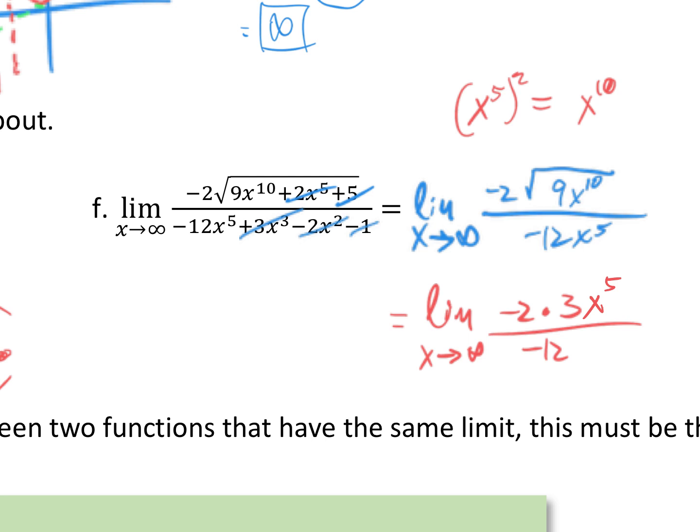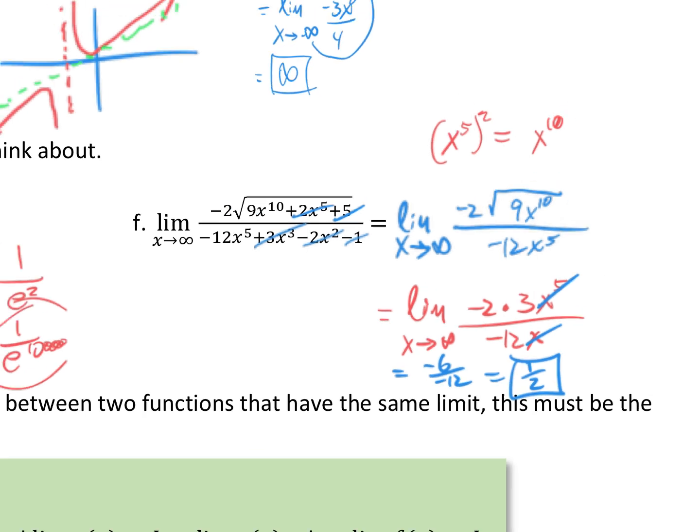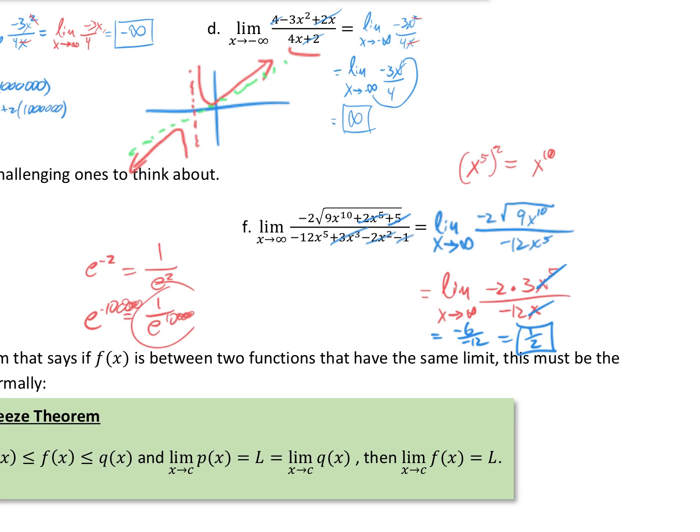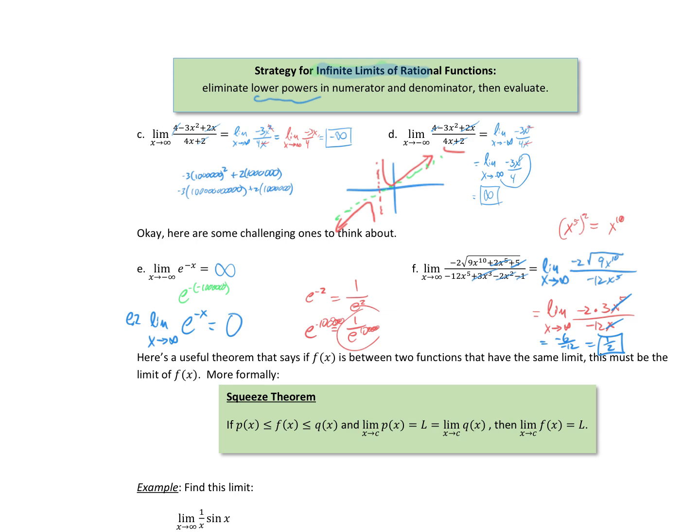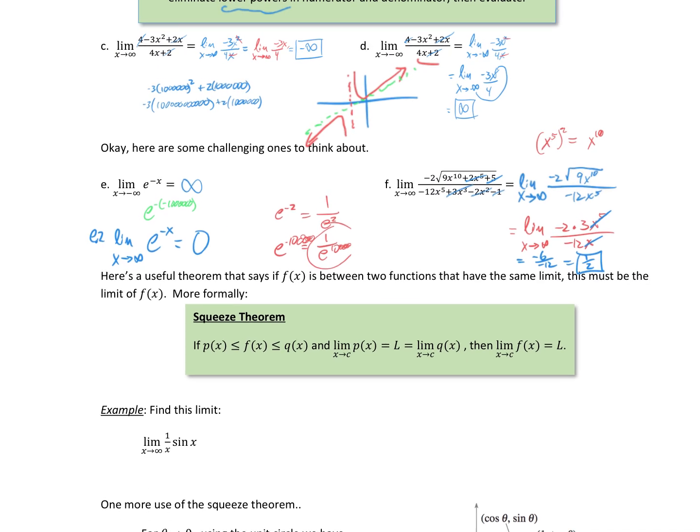And so what does this become? Oh, I forgot my x to the 5th on the bottom. Don't forget that. That's kind of important. It changes everything. So this x to the 5th cancels with that x to the 5th, and we're just left with negative 6 on top divided by negative 12. And that is just 1/2. All right, there you have it. So when we have these polynomials with large powers, the small powers can be ignored.